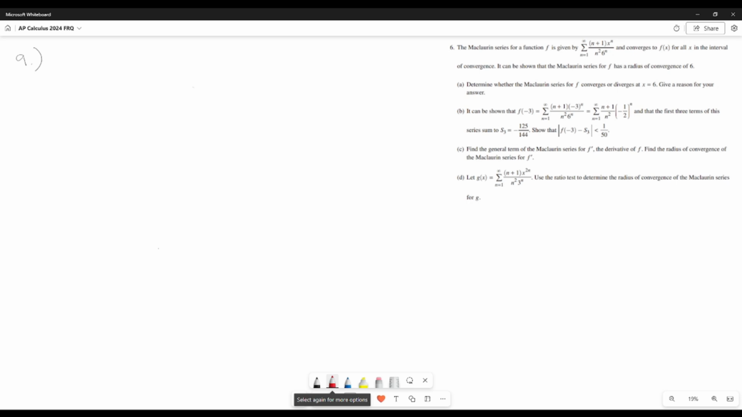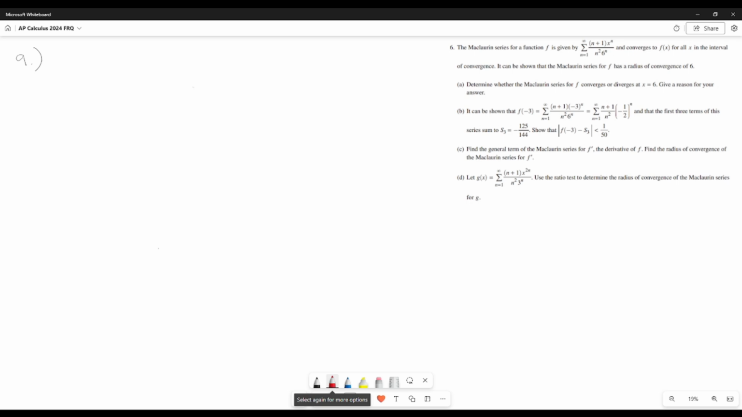Question 6 reads, the Maclaurin series for function f is given by the sum from n equals 1 to infinity of (n plus 1) times x to the n over n squared times 6 to the n, and converges to f of x for all x in the interval of convergence. It can be shown that the Maclaurin series for f has a radius of convergence of 6.